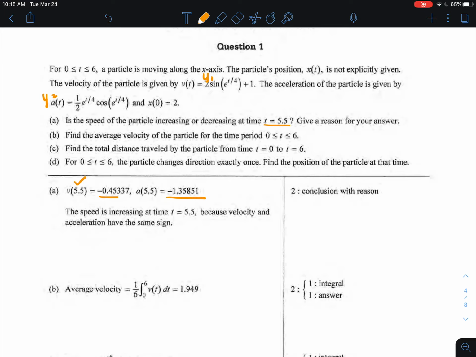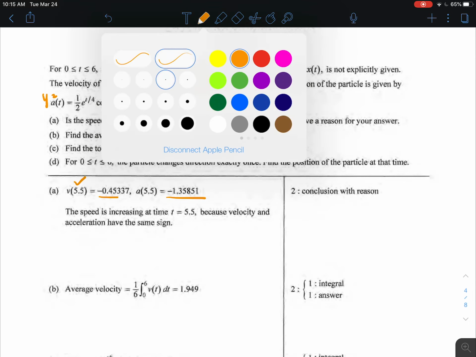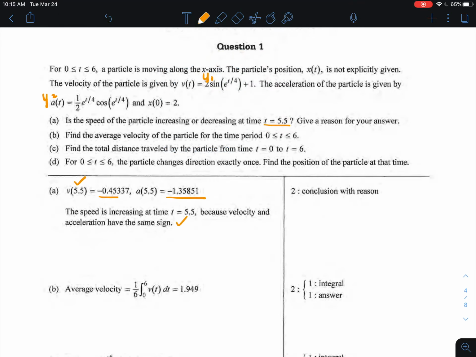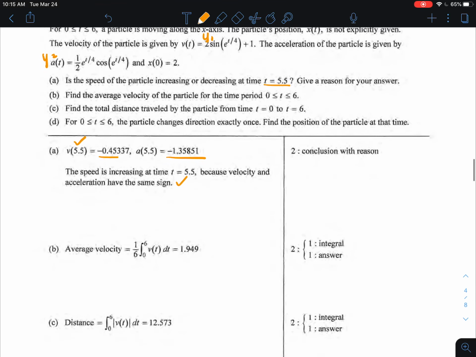So this is something certainly that could be tested this year. They really were looking for a conclusion with reasoning. So I do think it's important that one, you show what V of 5 and A of 5 is, and then of course that we have the same sign. So that's two easy points right there.